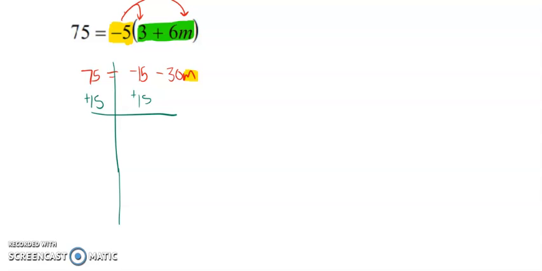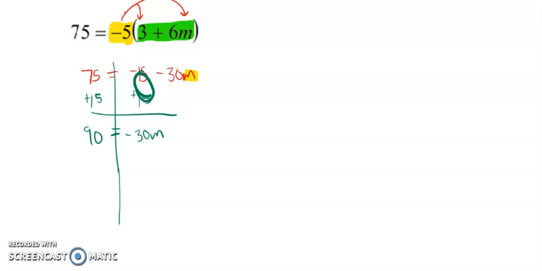So 15 minus 15 is 0. That's gone, they cancel each other out. And I'm left with a negative 30m on the right-hand side. Sorry, that's a negative sign. I think I went a little overboard when I made my 0. So this equals 0, they cancel each other out, and I'm left with a negative 30m over here. Sorry about that. And on the left-hand side, 75 plus 15 is 90. So we're left with 90 is equal to negative 30 times a number m.